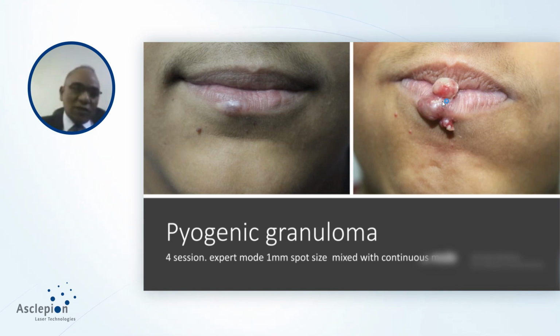After about 4 sessions, the patient was nearly complete and continues to receive sessions till now, but this is after 4 sessions only. The superficial part completely improved, the deeper part improved significantly, and the bleeding stopped. Most of the complications or complaints of the patient improved after 4 sessions of treatment.